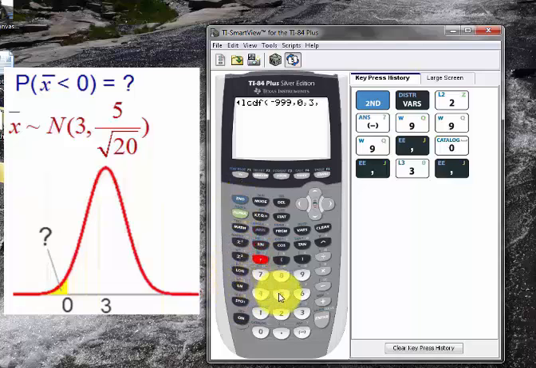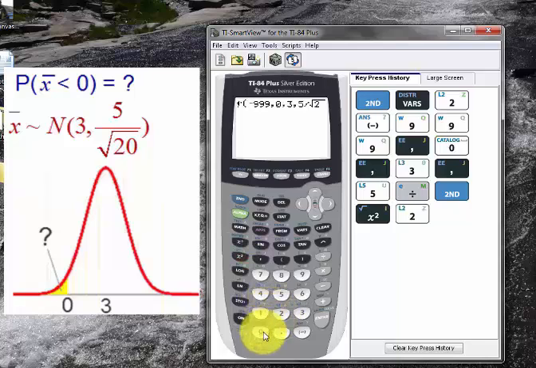And the standard deviation was 5 divided by the square root of 20. So 5 divided by second square root of 20. And I hit enter. Notice it is 0.0036. That's less than 1% chance of losing money because we diversified our portfolio with 20 stocks.